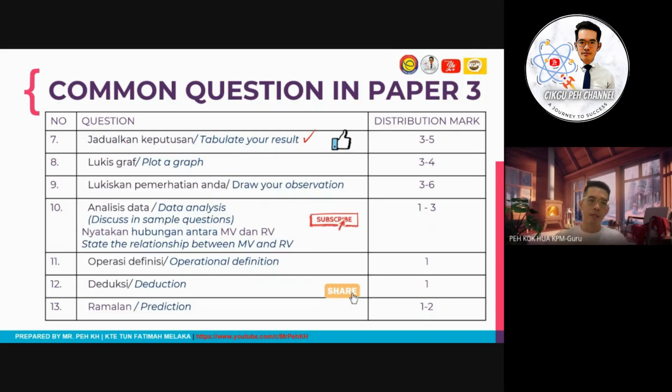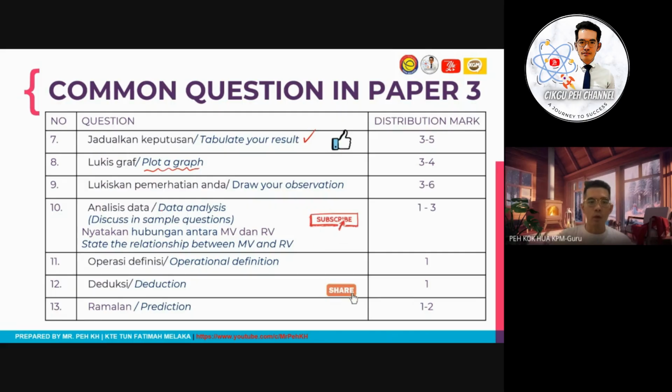Then the next, number 8, will be plotting the graph. Plotting the graph is related to the experiment, which is the hypothesis experiment. And in this video, I am going to discuss with you how to get full marks for plotting the graph. Then the next will be draw your observation.